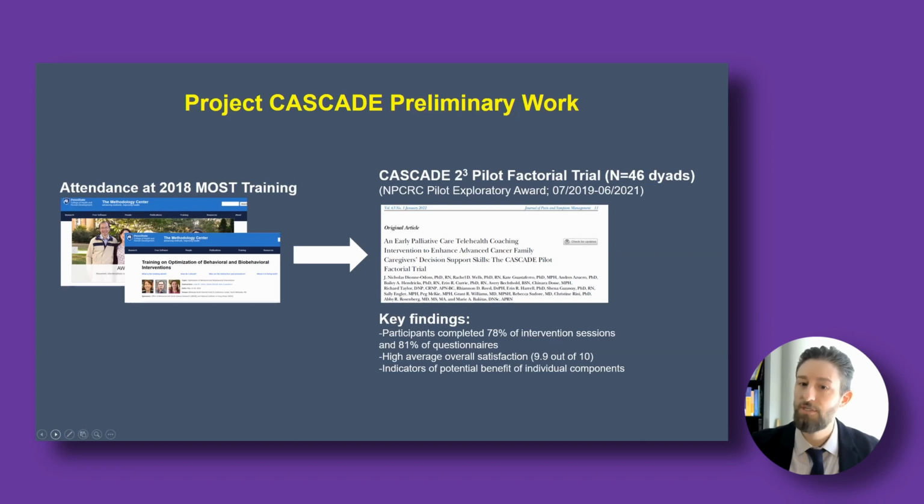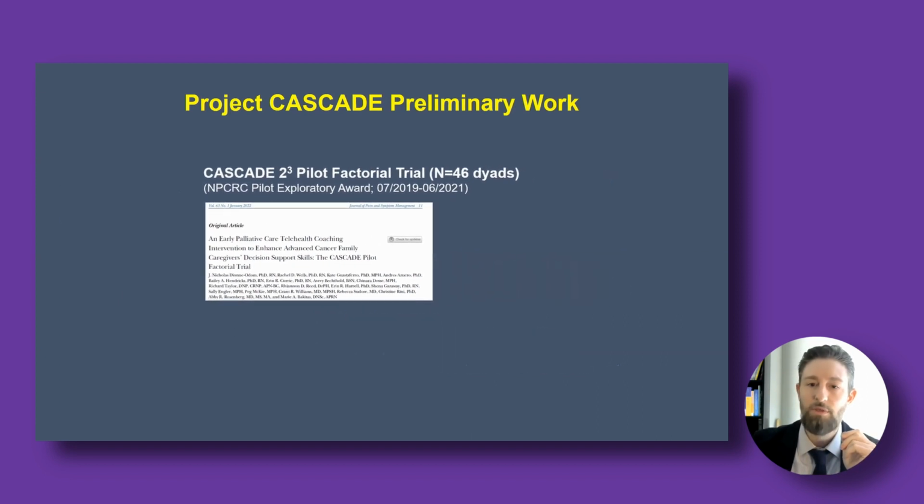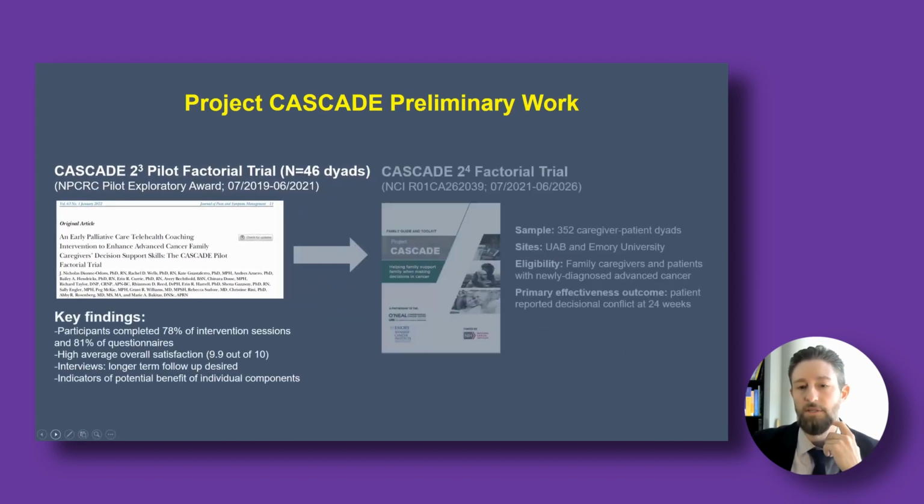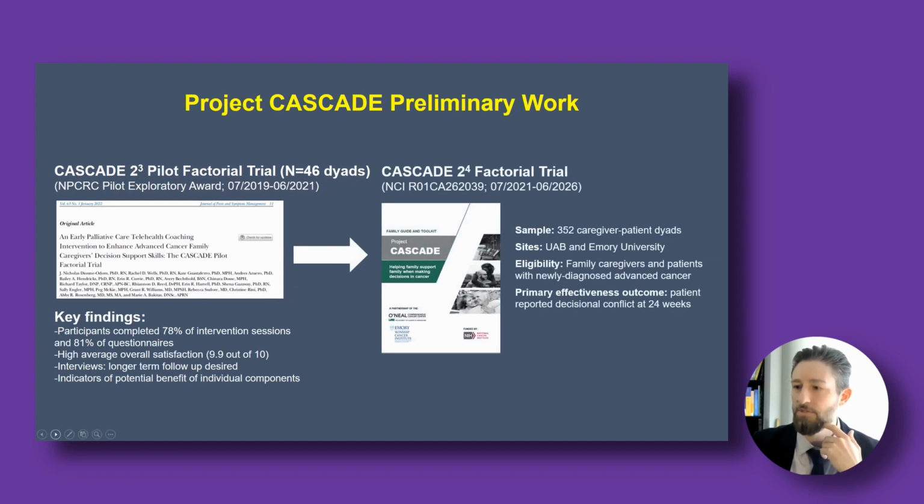It was a 2 to the 3rd factorial trial, where we really assessed whether we could do this sort of trial and develop protocols and procedures. We looked at how we were able to recruit people in, if people were satisfied, if they were able to complete all the intervention tasks and questionnaire completions. And so that was the first step. We then used this data to apply for an R01 through the National Cancer Institute, which is now ongoing. I think we're on year 2 or 3.